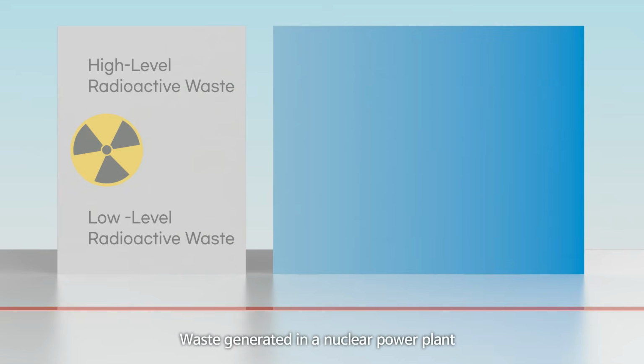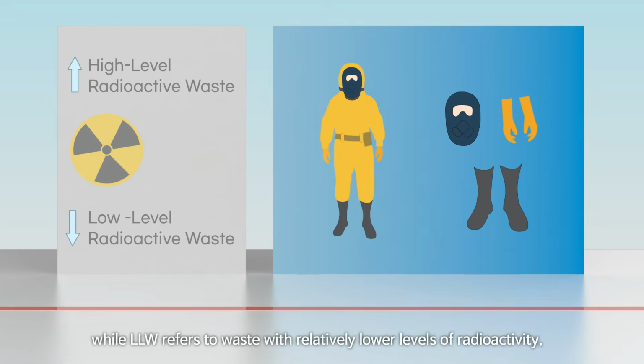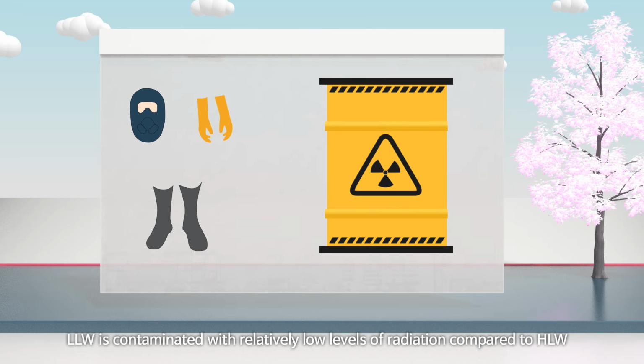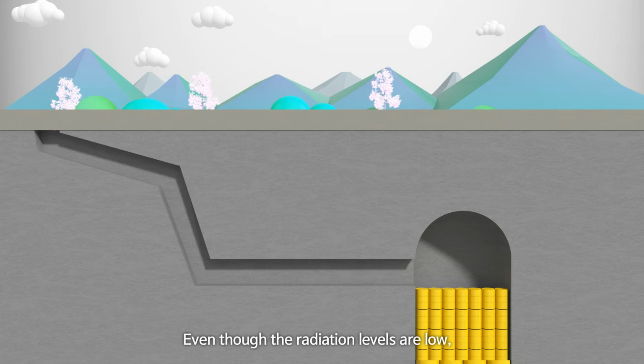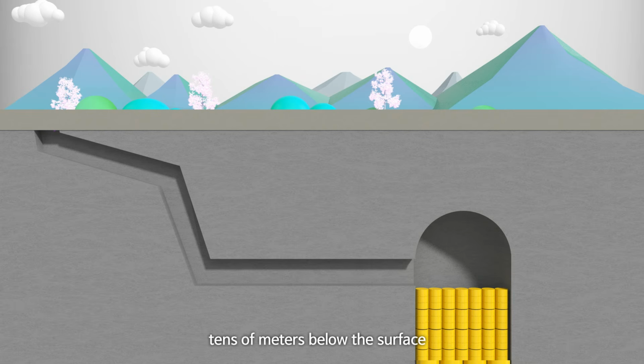Waste generated in a nuclear power plant consists of both high-level radioactive waste, HLW, and low-level radioactive waste, LLW. HLW mostly includes used nuclear fuel, while LLW refers to waste with relatively lower levels of radioactivity, such as work clothing or tools used by plant workers. LLW is contaminated with relatively low levels of radiation compared to HLW. Even though the radiation levels are low, LLW is stored and managed in disposal facilities located deep in underground caves, tens of meters below the surface.